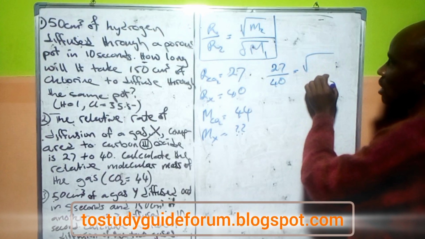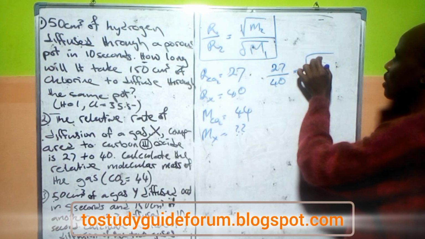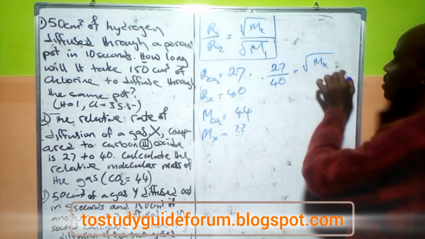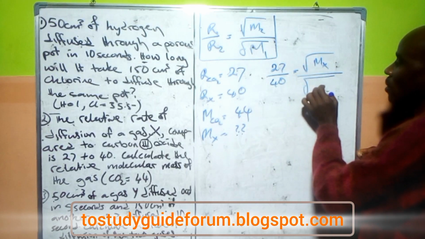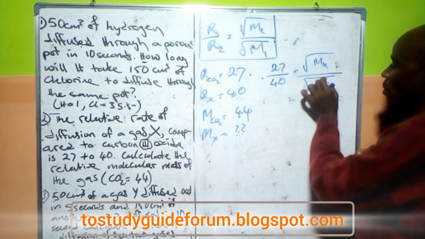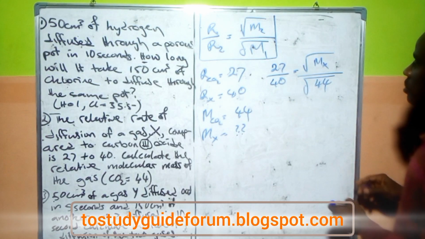Then we compare the relative density. For the gas X, we have this because we don't know it. And then for carbon 4, we have 44. So what are we doing next?